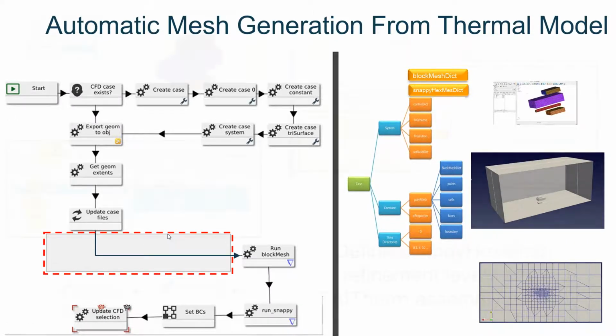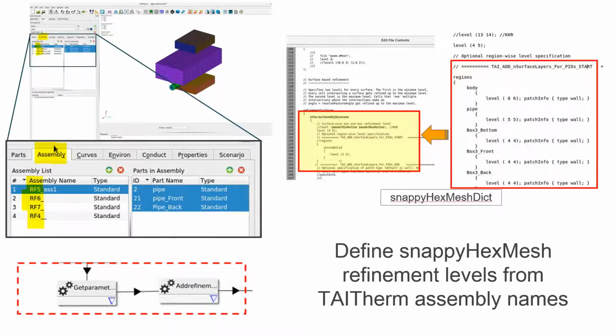Right. Here you see the two CoTherm blocks, get parameters and add refinements. Fundamentally, it is reading the TAITherm file. In the TAITherm file, there are parts, assemblies, and things like that. We are taking advantage of the assembly name. In this case, it's the RF5 assembly. So the user goes to this assembly and creates a new assembly out of a few part names, in this case the pipe, front and back of the pipe. The convention here is RF5, which is a refinement level of 5, and in other cases, it's 6, 7, and 4.